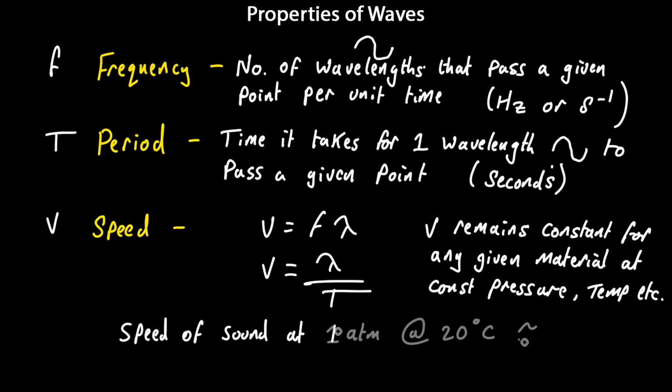So for example, any sound wave at sea level and at 20 degrees Celsius, or about 70 degrees Fahrenheit, is going to travel at the same speed, which is about 340 meters per second. If we change the properties of the material, for example increasing the temperature, or lowering or increasing the pressure, it's going to affect how fast the sound waves travel through the air.